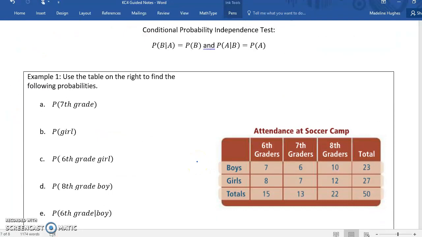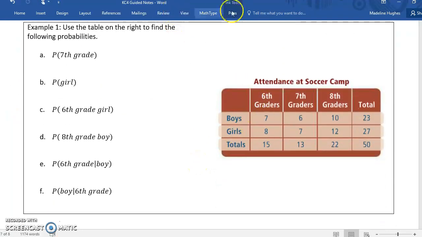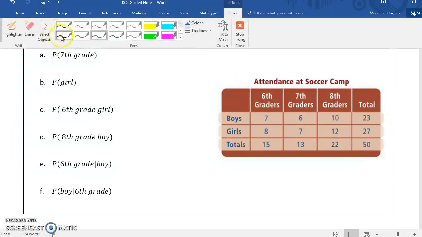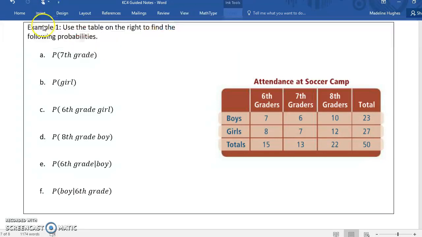So we're going to go down to example 1. My pen is being a little bit weird, so just bear with me here. Hopefully we'll make it through. But we have a two-way frequency table, and we're looking at boys and girls, 6th grade, 7th grade, 8th grade, and then the totals. So this looks like a middle school soccer camp. Out of all the 6th graders, there were 7 boys, there were 8 girls that were in 6th grade. Read across here, there are 27 total girls, and so on.